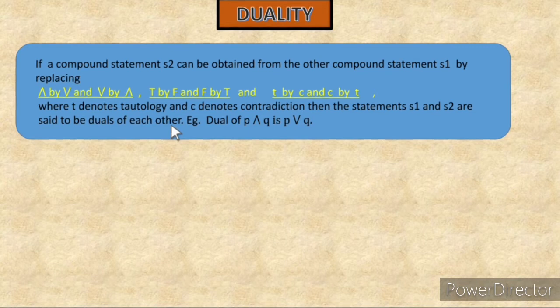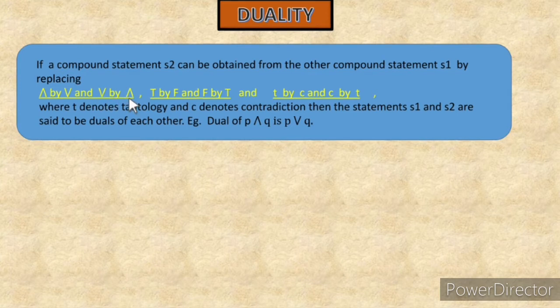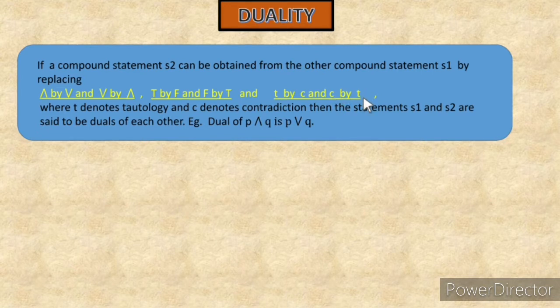So, do not be confused, it is very simple. You are given a compound statement with some connectives in it. What you have to do is replace the connective 'and' by 'or', and if there is an 'or' connective you replace it by 'and'. If there is true, it is replaced by false, or false by true. If there is tautology, it is replaced by contradiction, and if there is contradiction, it is replaced by tautology. Then you get the dual of the given statement.